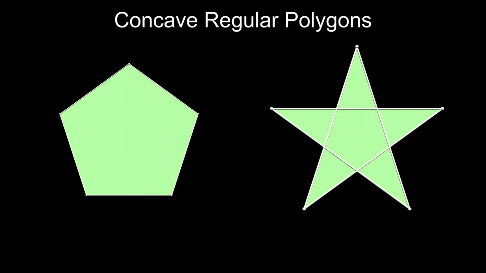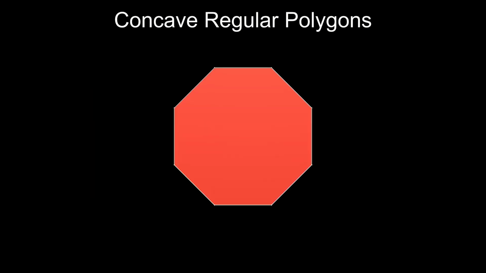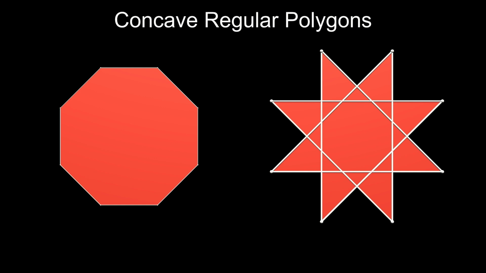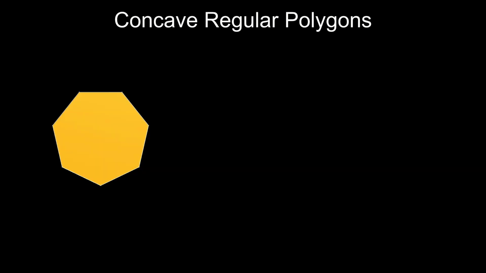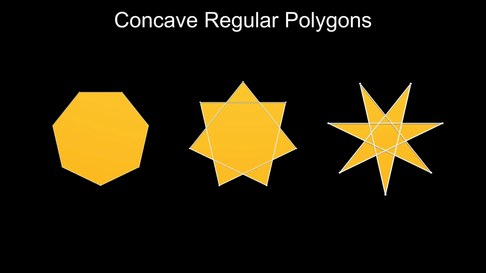Similarly, a regular octagon is normally thought of as this. But this is also a regular octagon. 8 sides of equal length and equal angles. A regular heptagon has 3 variants: this, this, and this, and so on.